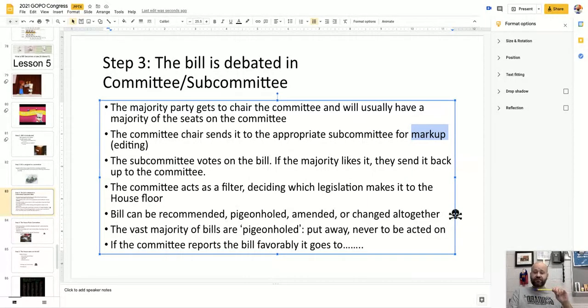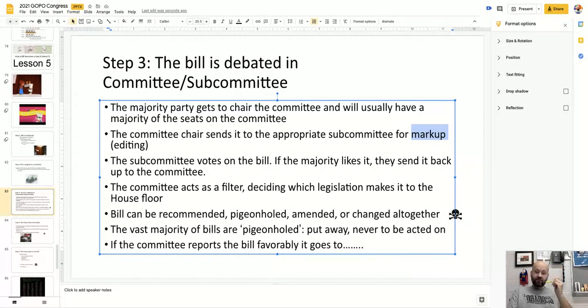And if the majority of the subcommittee likes it, they're going to send it back up to committee. Now, remember this. Whichever party has the majority in the House is going to have the majority on every subcommittee and every committee. And also, the committee chair and the subcommittee chair is going to be of the majority party as well. So we start with the bill here at the committee level.